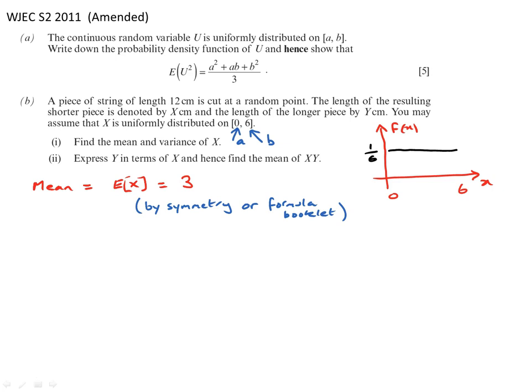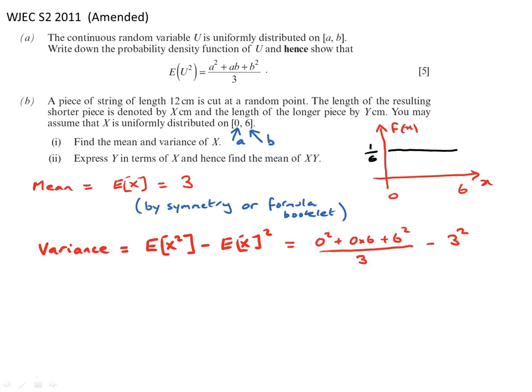The variance is the expected value of x squared, take away the mean squared, and the expected value of x squared we can work out using the result from part A, using the fact that in this case we've got a equals 0 and b equals 6.